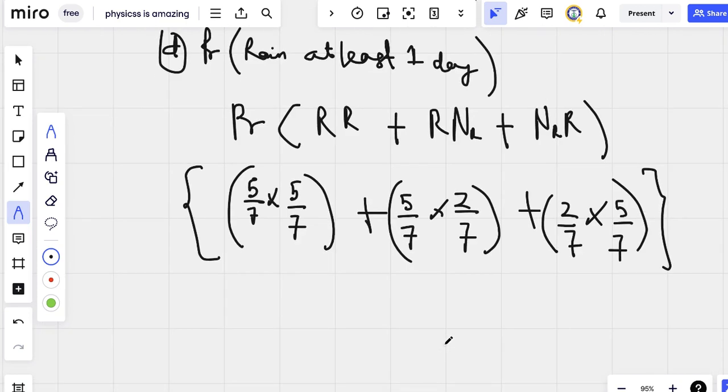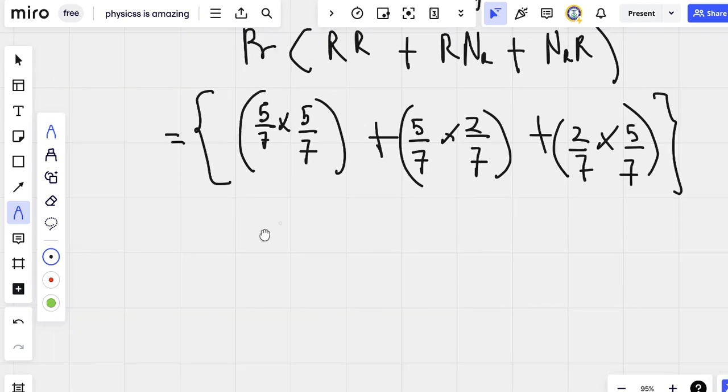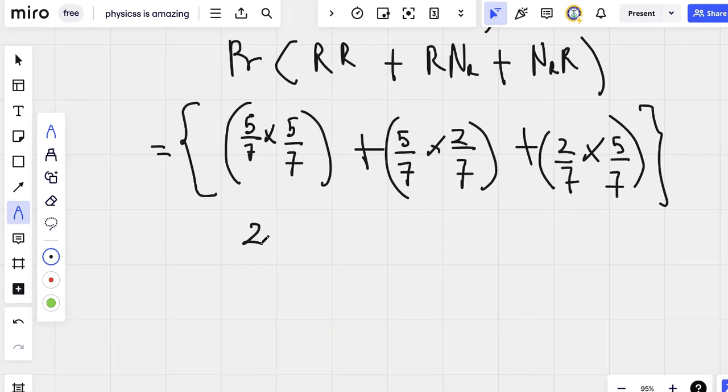Then the next step is to do each one. This one is 25 over 49. You just multiply the numerators, you get 25 over 49, plus 10 over 49. Everything will be over 49. They have a common denominator.